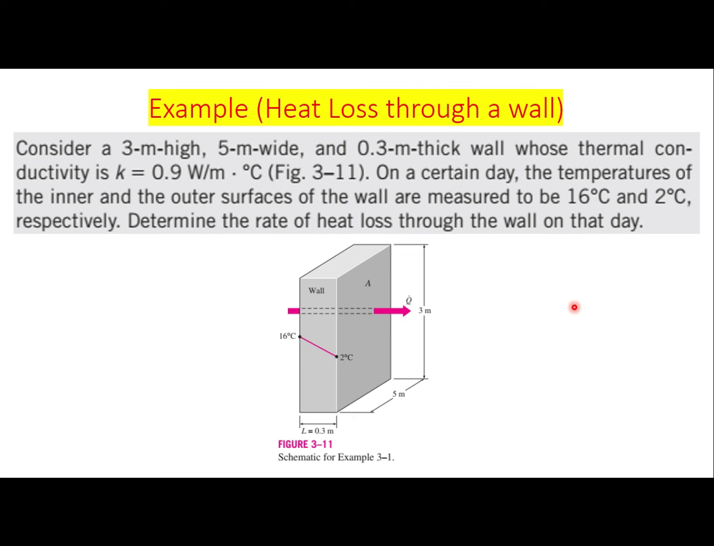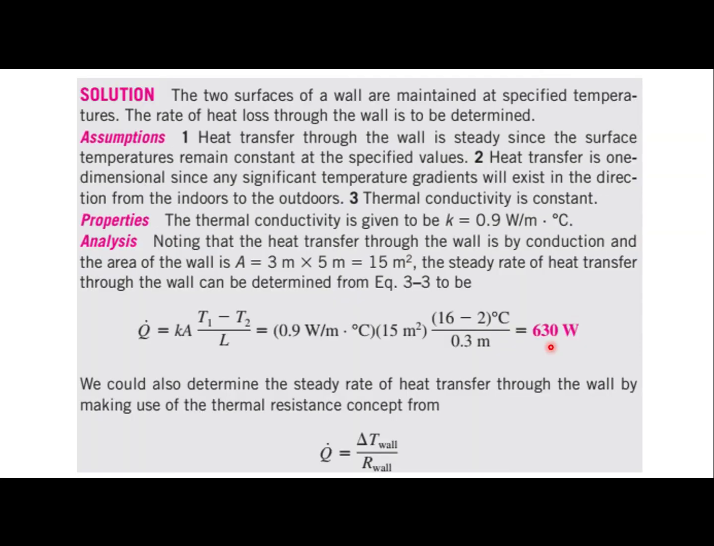As you can see, on one side of the wall the temperature is 16 degrees centigrade and on the other it is 2 degrees centigrade. Obviously the heat will be transferred from the higher temperature side to the lower temperature side, and this is the direction of the heat transfer. These are the dimensions of the wall: 0.3 meter thickness, 5 meter wide and 3 meter high. So here is the solution.